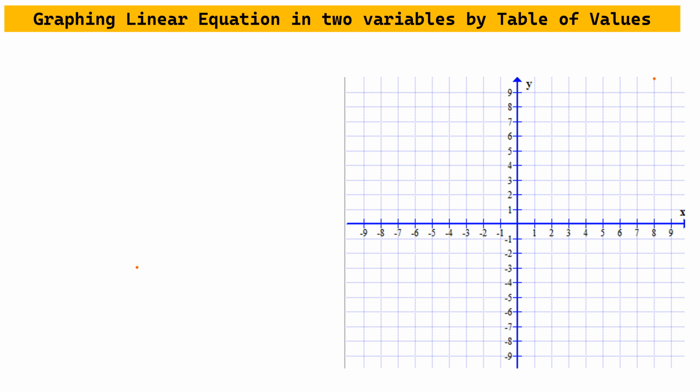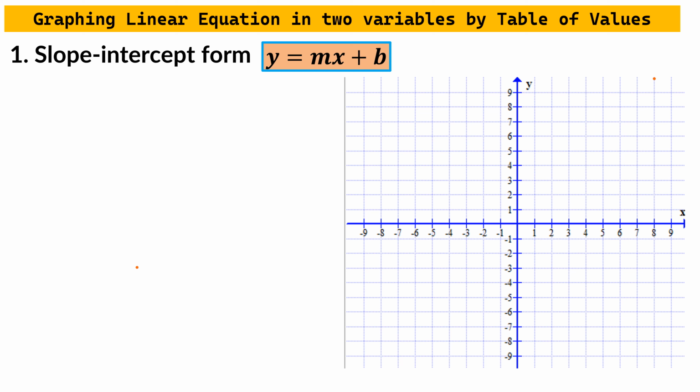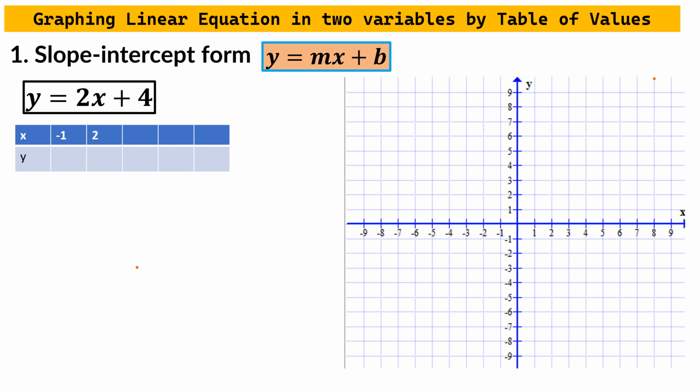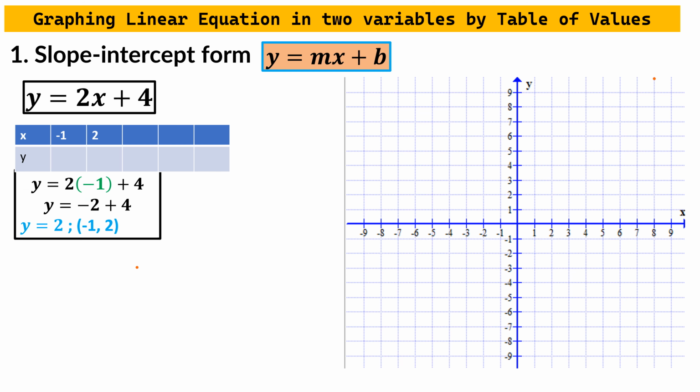Okay, let us have the first form, which is the slope-intercept form. Given y equals mx plus b, so this is being denoted by this form. So given y equals 2x plus 4, and since this is graphing through table of values, we have to provide a table for the values of x and y. So you are given the values of x, which are negative 1 and 2. So we will be getting the value of y by substituting x by negative 1.